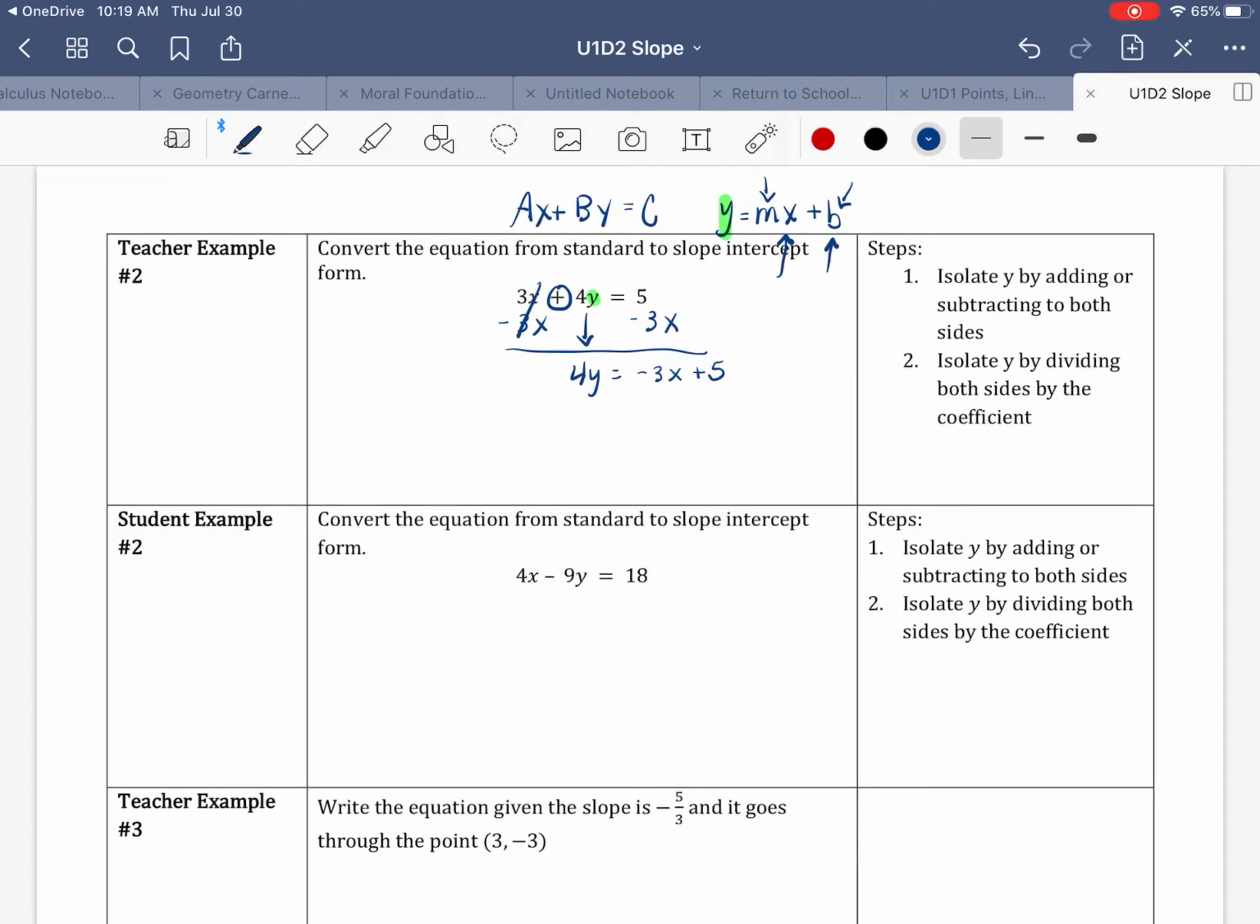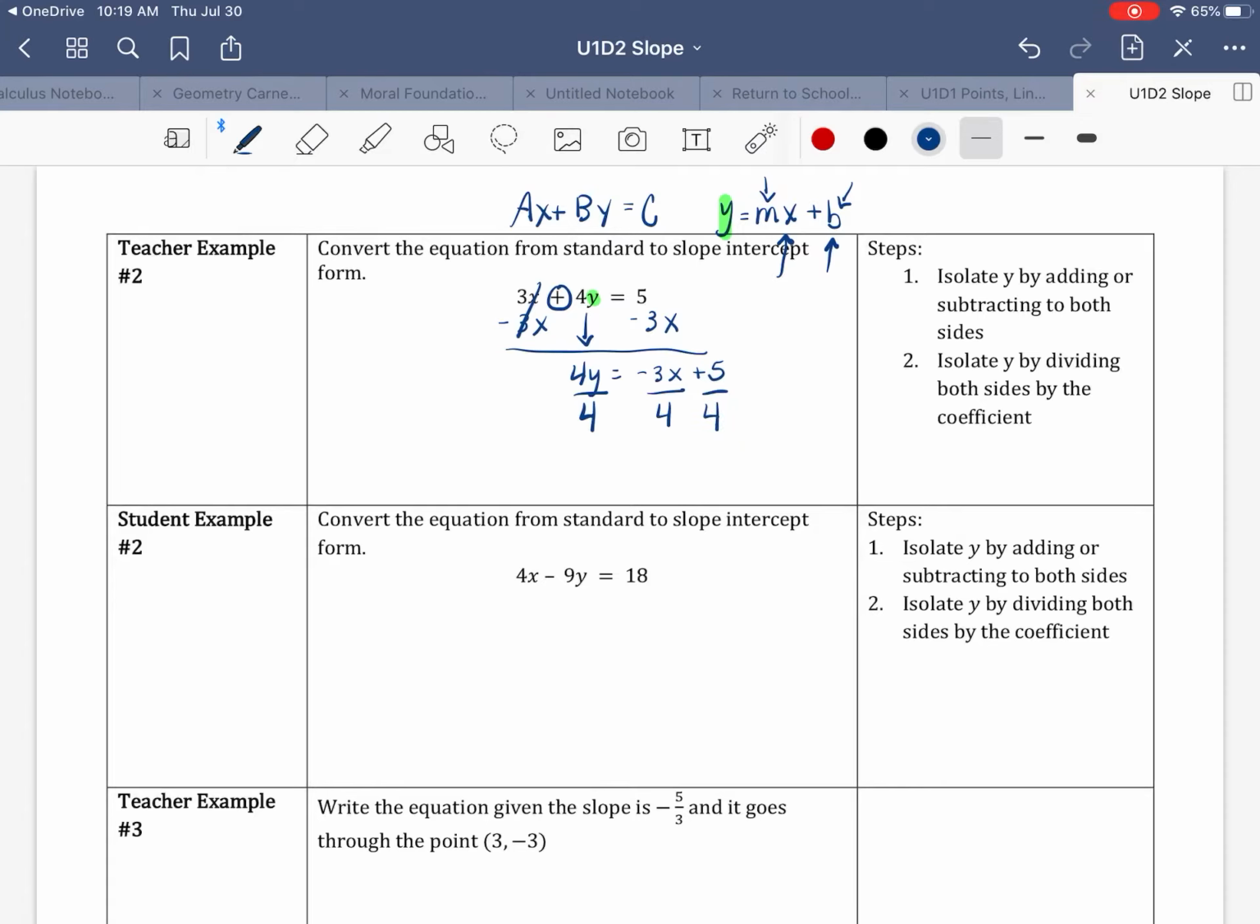All right, now we have a 4y, which means y is not alone yet. The 4 and the y, when you have a number and a variable right next to each other, we know that always implies multiplication. So the inverse of multiplication, to get rid of that 4, is division. So we're going to divide everything on the other side by 4.